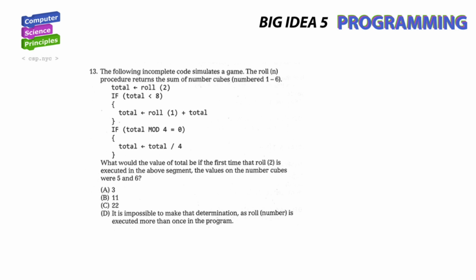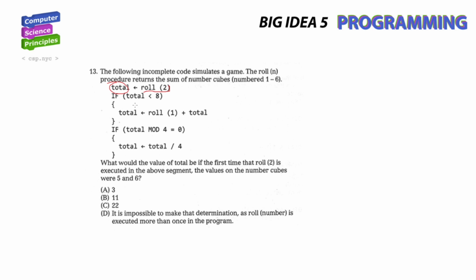All right, number 13. So in number 13, we're told the following incomplete code simulates a game. The roll N procedure returns the sum of the number cubes, which are numbered from 1 to 6. So the total is given the value of roll 2, which is the sum of rolling 2 dice.